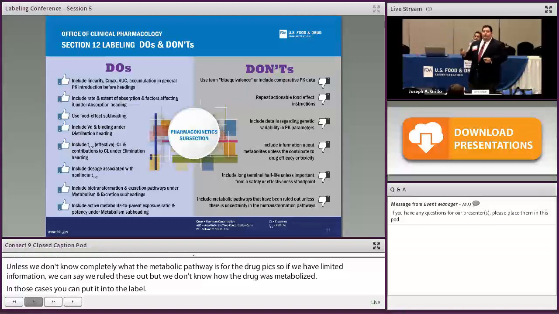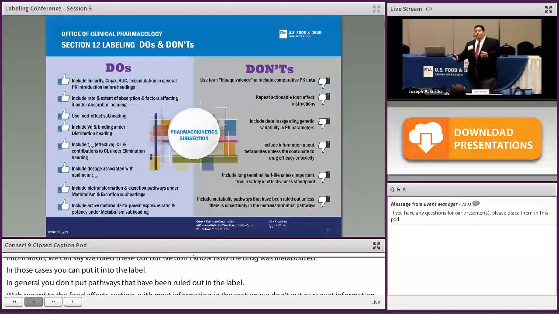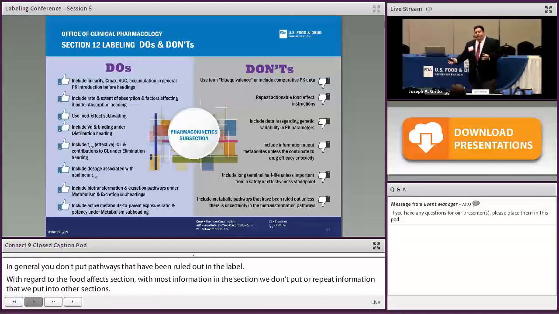With regard to the food effects section, as with most of the information in this section, we don't repeat information that we've put into other sections. So for example, you would give a description of the food effects study, perhaps the results of the food effects study, but you wouldn't say the conclusion or the action, give with food, give without regard to meals, or whatever. That would go into section 2, so that wouldn't be repeated here.